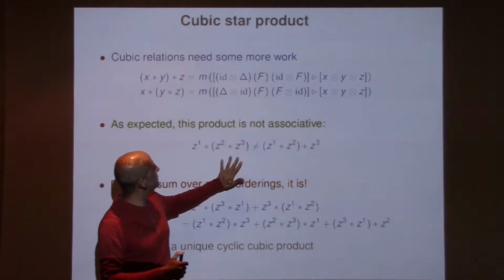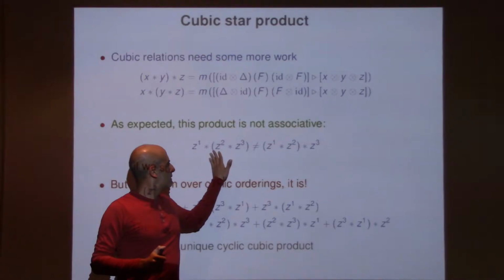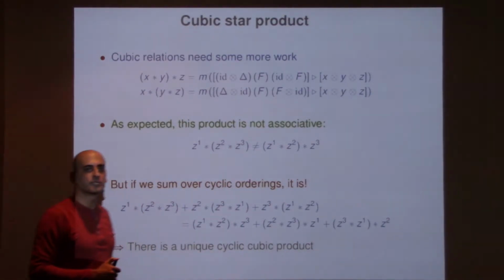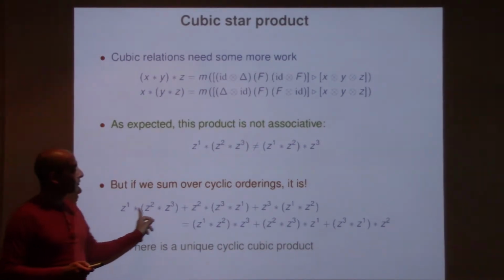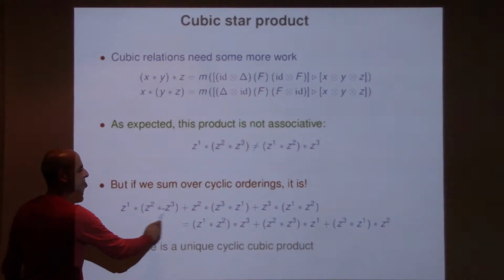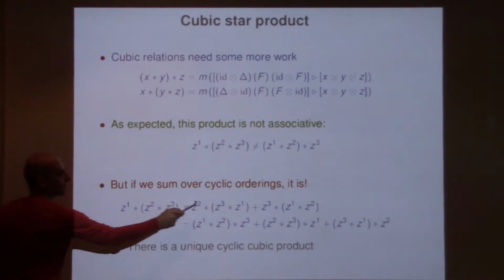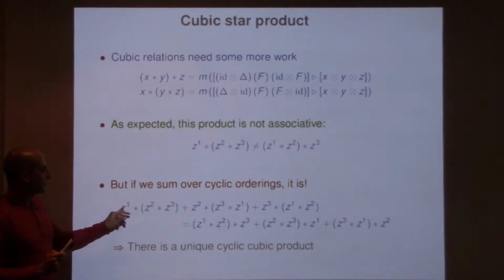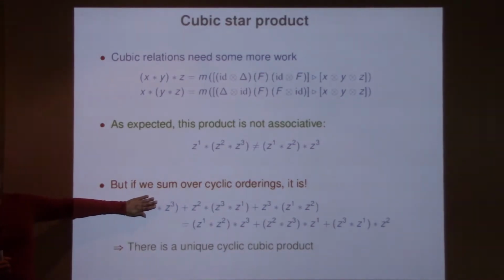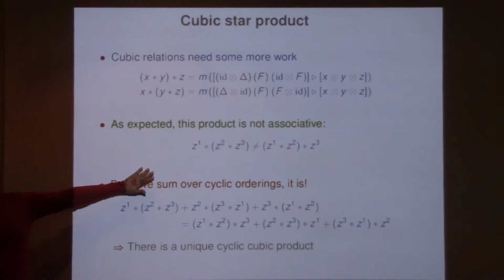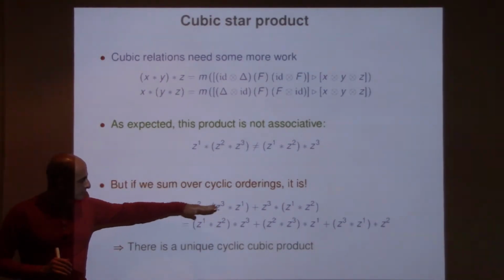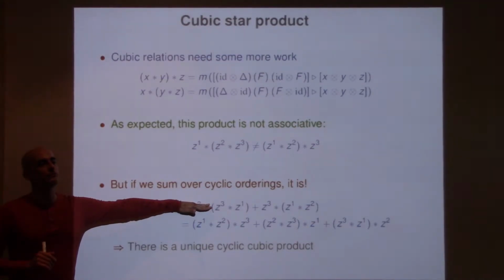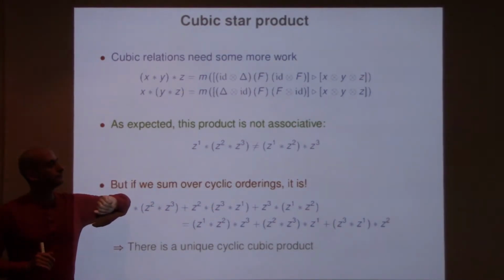These are the definitions, and this is what comes out of them: if you take parentheses in two different ways, you don't get the same answer. However, if you sum over cyclic ordering, so you sum these three elements, cyclic 1, 2, 3, 3, 1, and so on, actually now you're allowed to move the parentheses with no co-associator. This is a small miracle, but it has a very good explanation in the end. So this particular cyclic product is associative, even though the individual ones are not.